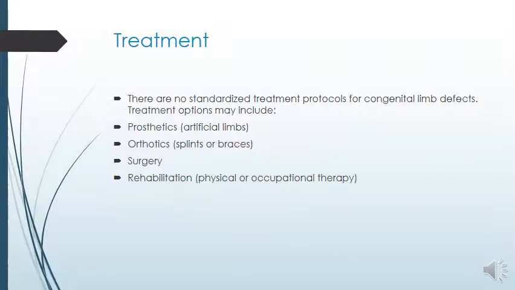There are no standardized treatment protocols for congenital limb defects. Treatment options may include prosthetics, artificial limbs, orthotics, splints, or braces, surgery, or rehabilitation, physical or occupational therapy.